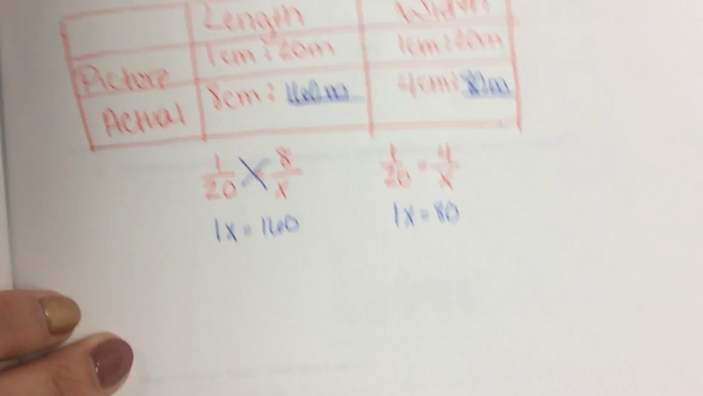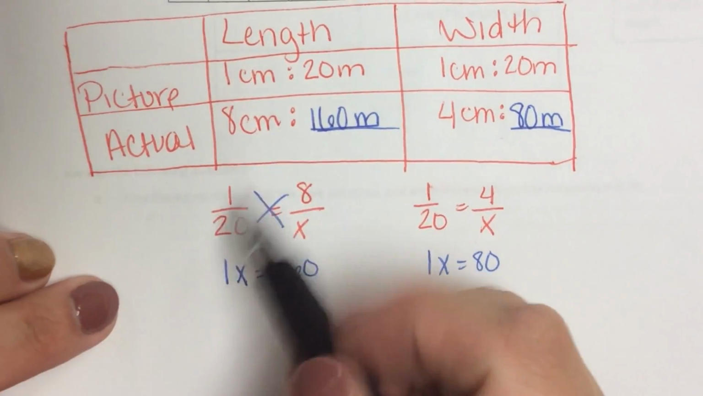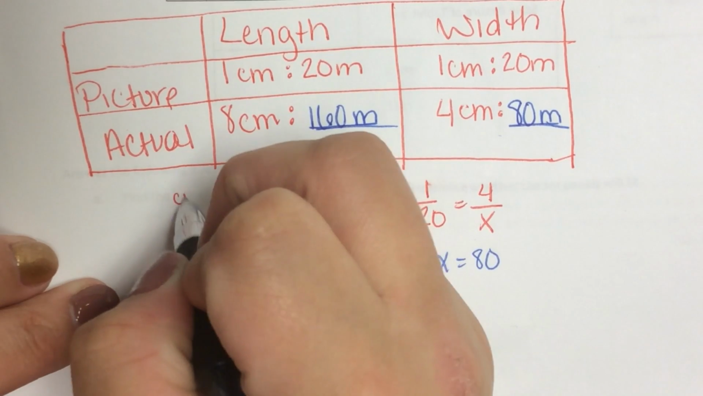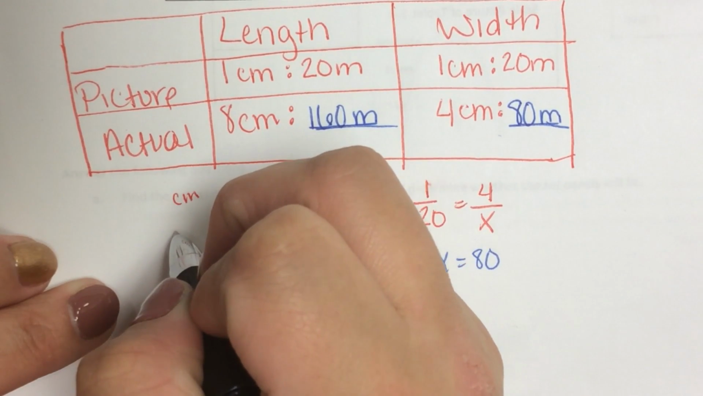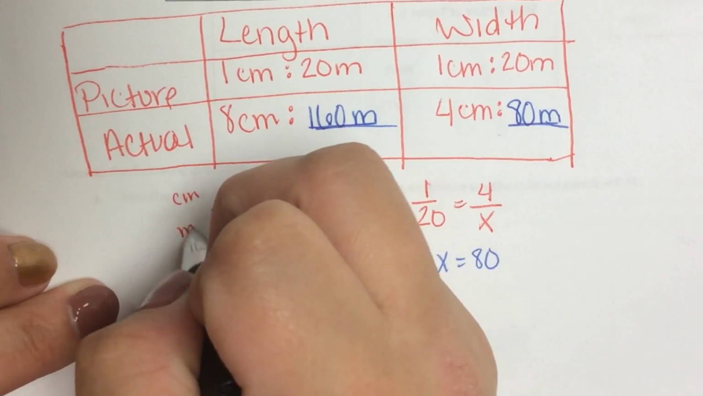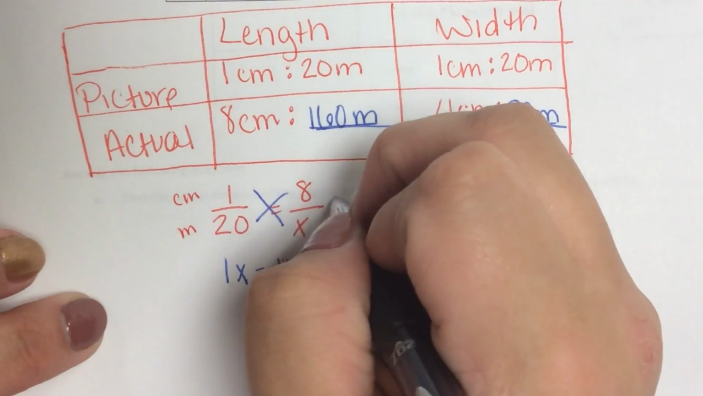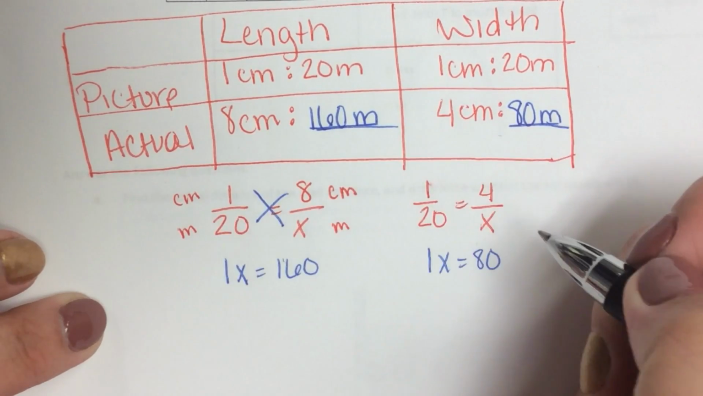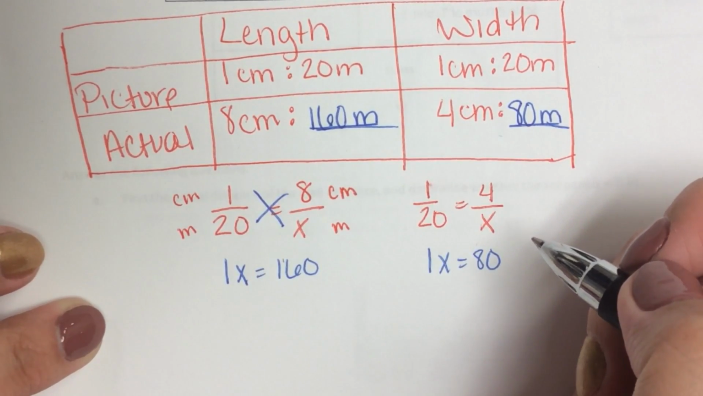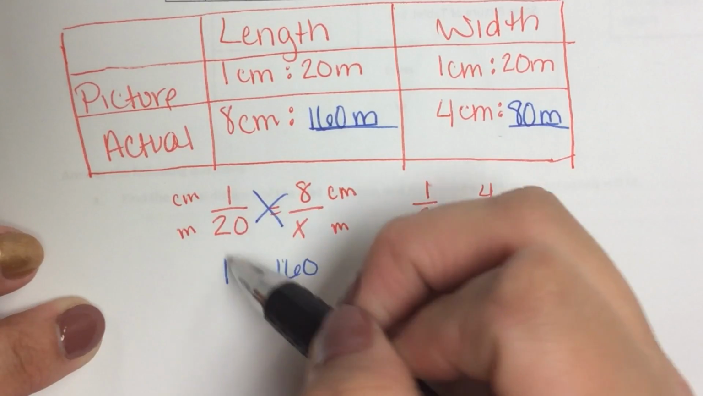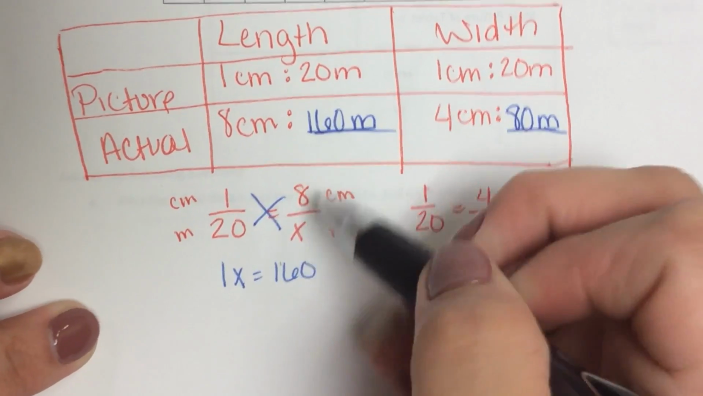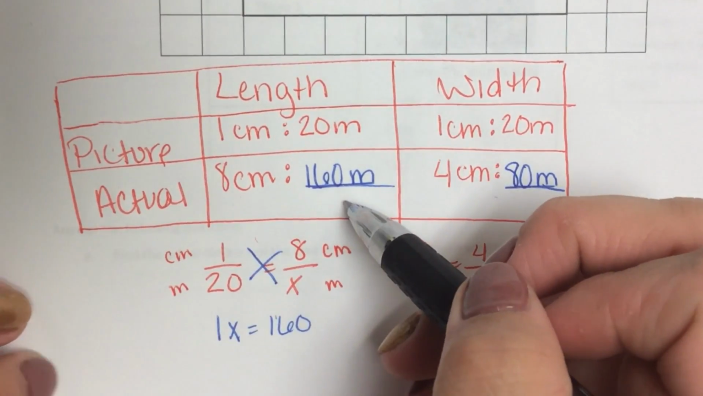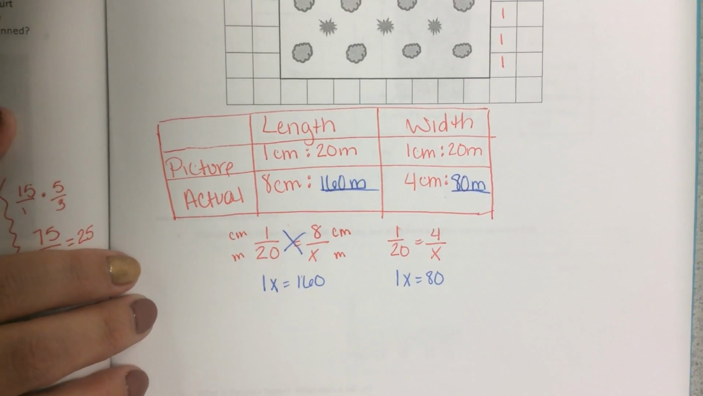So 1 to 20 is the scale setup. And this was centimeters to, what was it, feet? Nope, meters, sorry. And then on our picture, it was 8 centimeters. And then what we get as a result will be meters. And so then I cross multiplied, I got 1x, and then I cross multiplied this side, I got 160. So then 8 centimeters is 160 meters in real life.